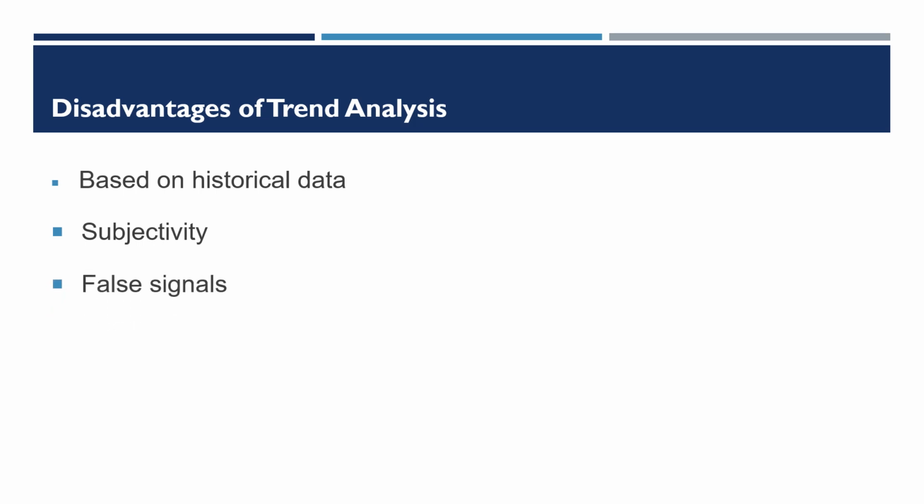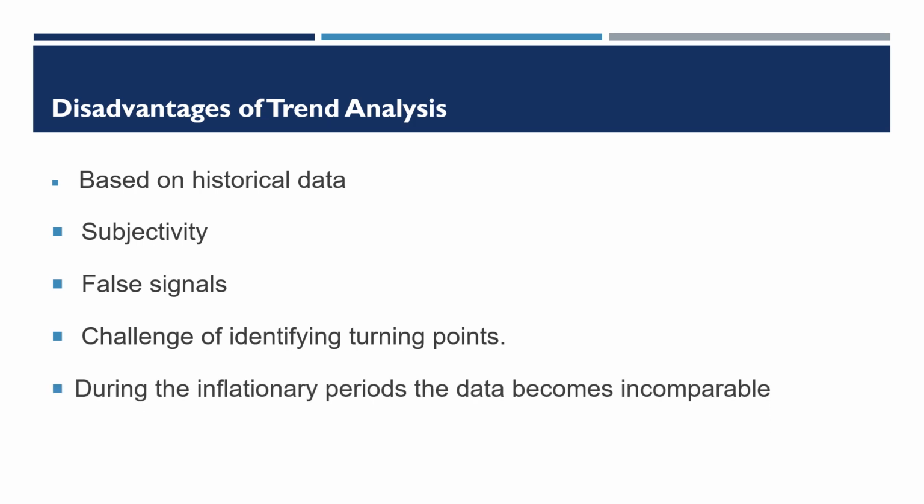Trend analysis can often generate inaccurate signals. It may lead into poor decisions. These false signals can be caused by various circumstances like unexpected news events, market volatility, short-term fluctuations in the company's stock prices, etc. Also, in the trend analysis, there is a challenge of identifying the turning points. At the same time, in an inflationary period, data given by the trend analysis may be incomparable.